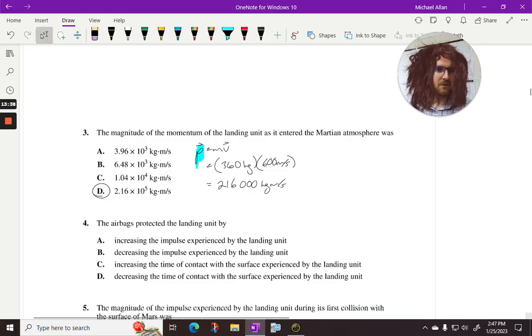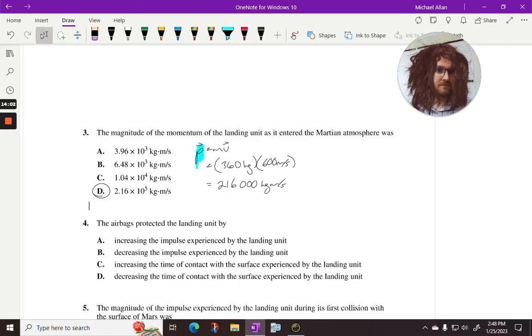Now, why is the airbag important in this situation? I don't know. Let's read the thing. Okay, so increasing the impulse. No, I don't think we want to increase the impulse. Decrease the impulse, maybe. But how would we do that?